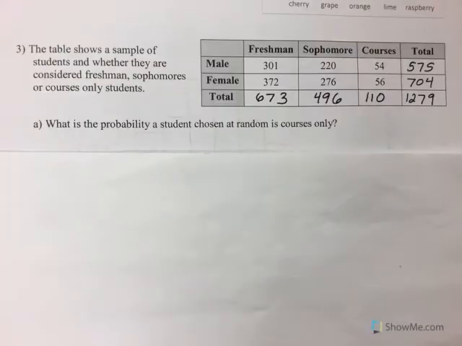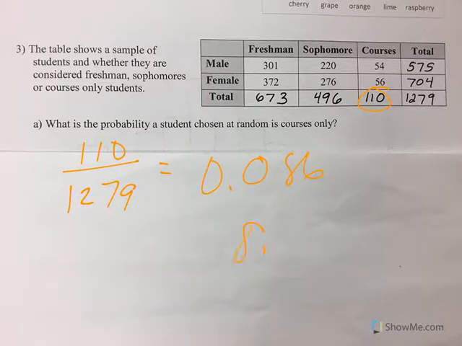The table shows a sample of students and whether they are considered freshmen, sophomores, or courses only students. What is the probability a student chosen at random is courses only? Well, there's 110 courses only out of 1,279, which is 0.086 or 8.6%.